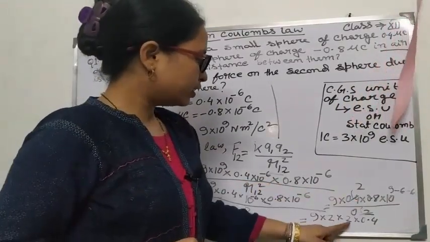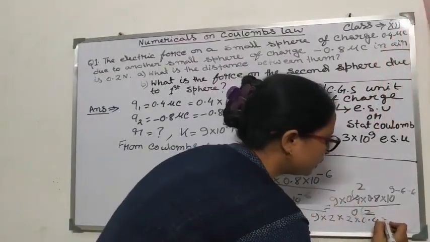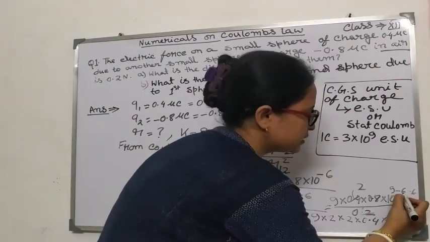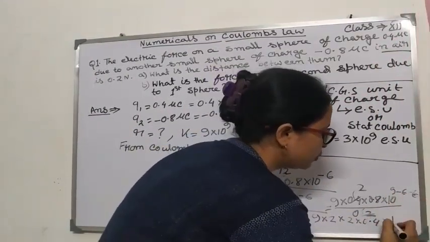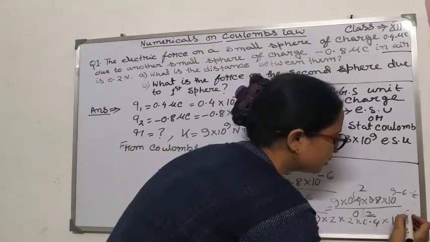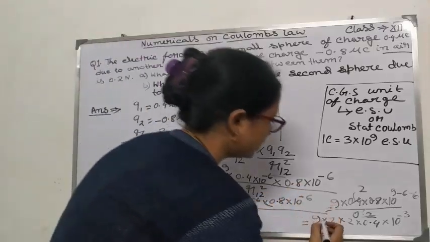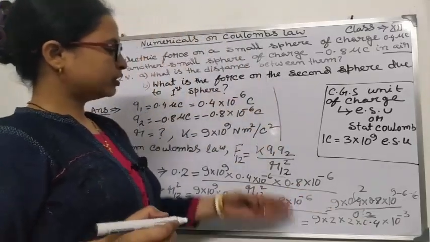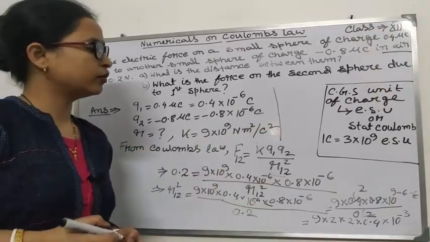So I have taken 0.8 as 2 into 0.4 into 9 minus 6, that means plus 3, then again minus 6 is there, it will be 10 to the power minus 3. Clear? And this is the value. You can take a screenshot of this. After that we will solve the upper portion.